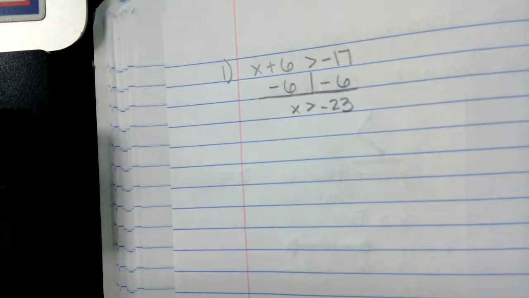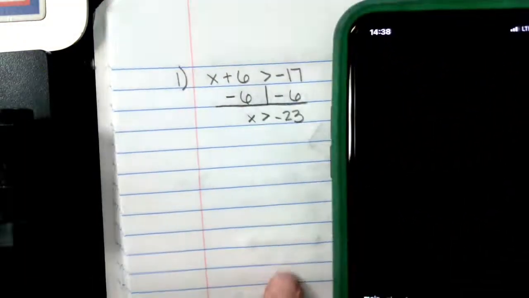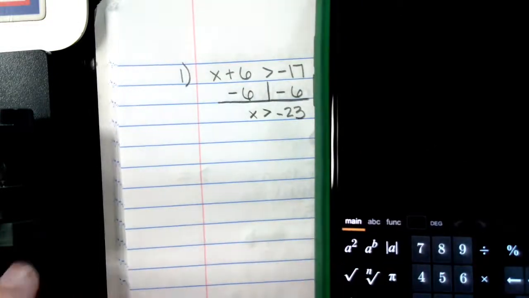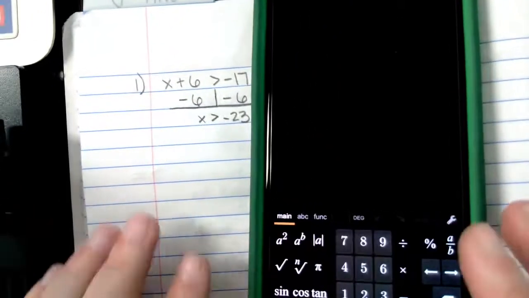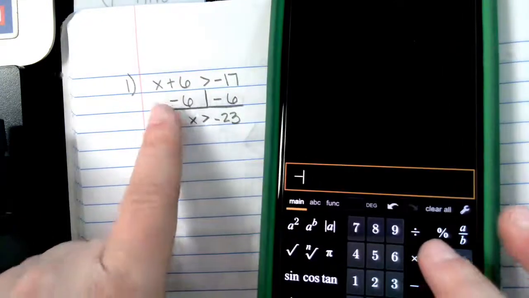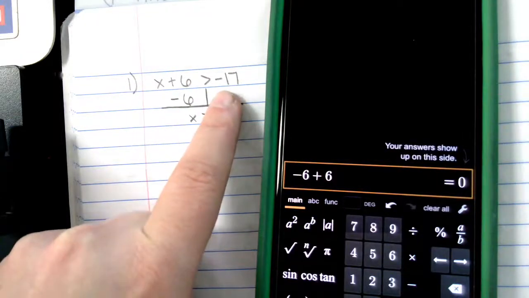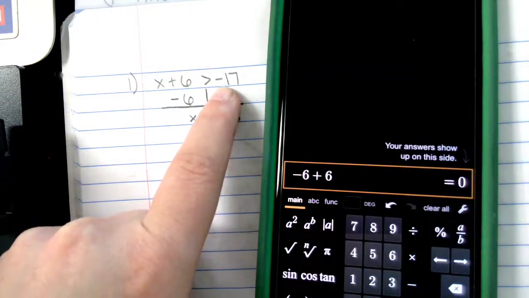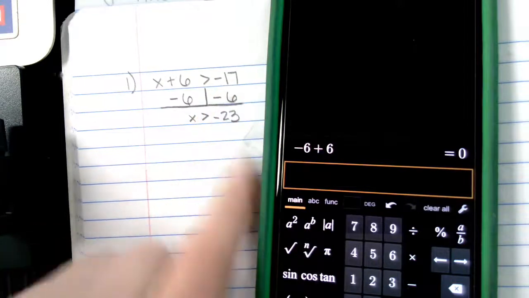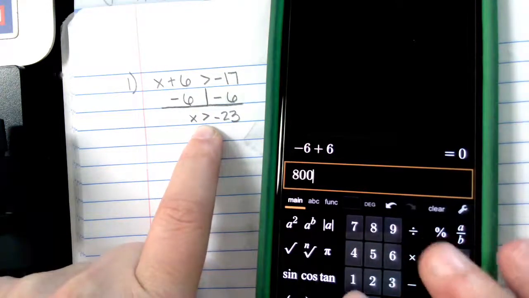Negative 80,000 is not bigger than negative 23. Negative 6 plus 6 is 0. Is 0 bigger than negative 17? Okay, give me another number bigger than negative 23. 80,000. 80,000 plus 6 is 80,006. Is that bigger than negative 17?